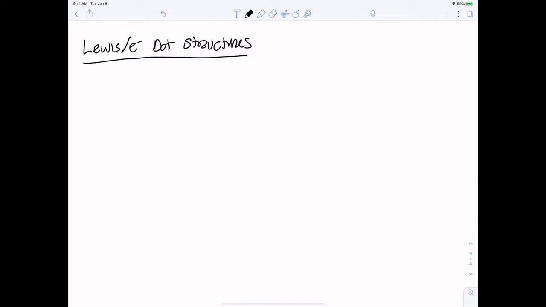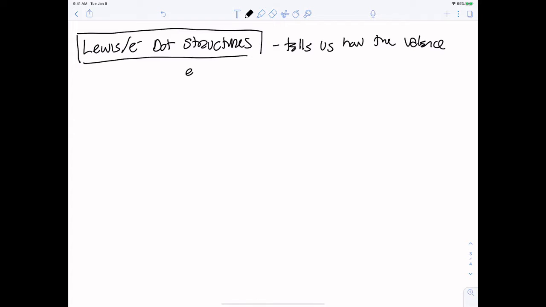And remember, our electron dot structures or Lewis structures do not tell us the shape. It only tells us how the valence electrons are arranged in that molecule. So it tells us how the valence electrons are distributed in the molecule.